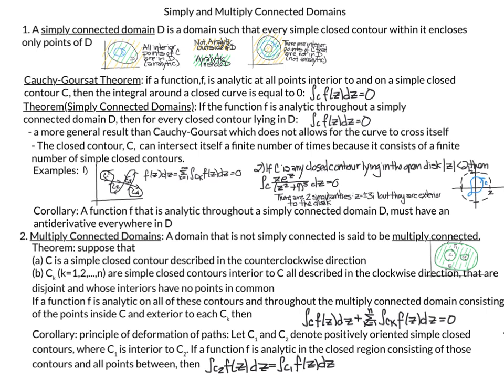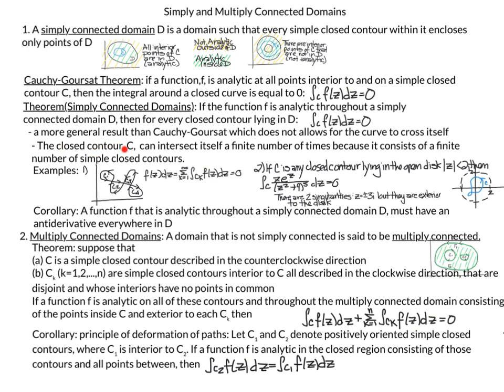To review what we covered in this video, first we defined a simply connected domain, which is a domain such that every simple closed contour within it encloses only points of our domain where things are analytic. We had this Cauchy-Goursat theorem: if a function f is analytic at all points interior to and on a simple closed contour C, then the integral around the closed curve is equal to 0. And we have this more general theorem for simply connected domains. It's similar to or related to Cauchy-Goursat, but it's more generalized. If a function f is analytic throughout a simply connected domain D, then for every closed contour lying in D, the contour integral is equal to 0.